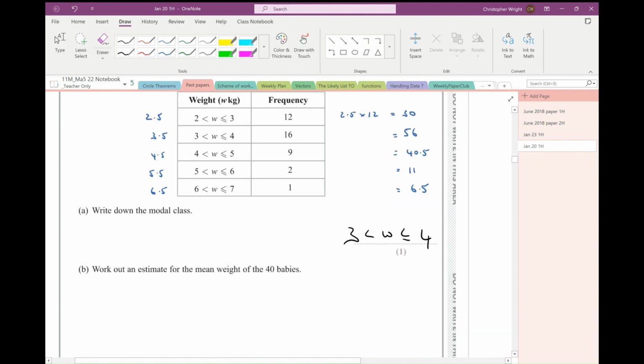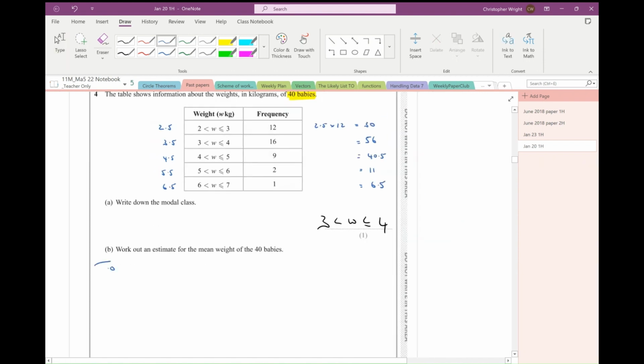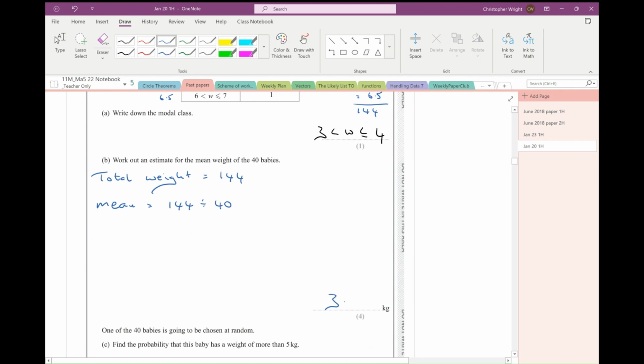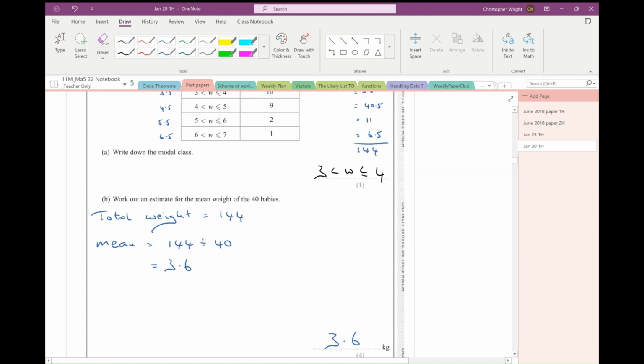So what is the total of those weights? Let's have a look. Total weight is going to be these numbers added together, 30 plus 56 plus 40.5 plus 11 plus 6.5 gives me a total weight of 144. So the mean is the total weight divided by the number of babies. 144 divided by 40 gives me a mean of 3.6. Have a quick check to see that that seems to be an appropriate average weight. I think it probably does.